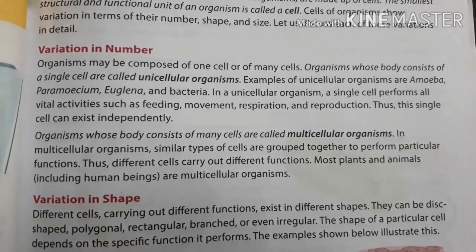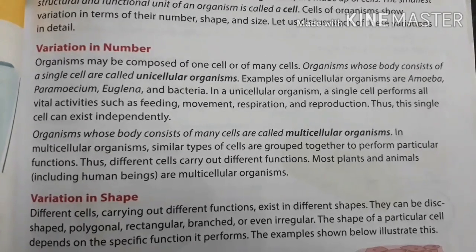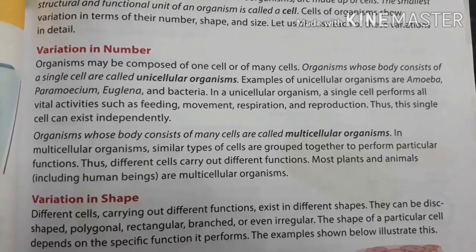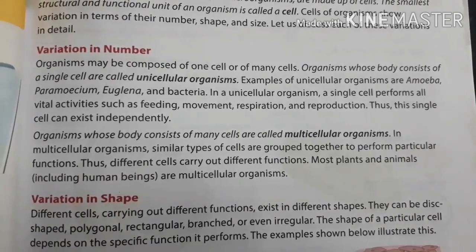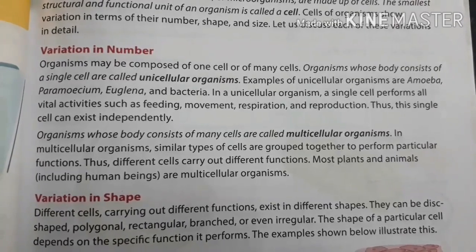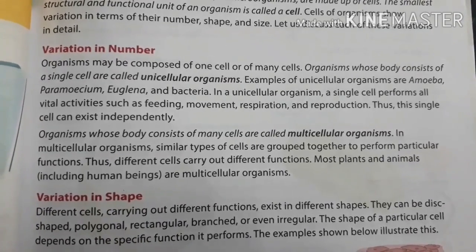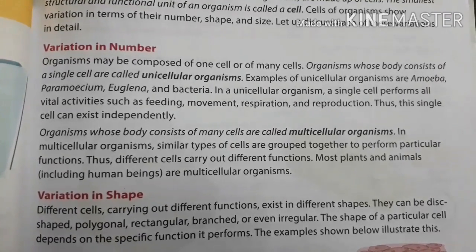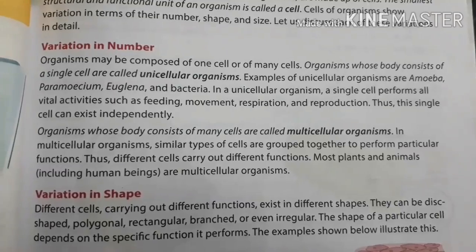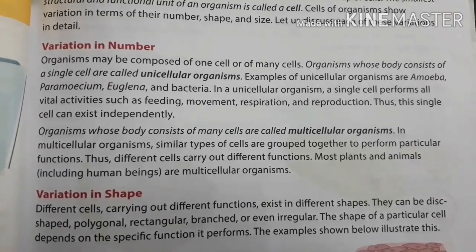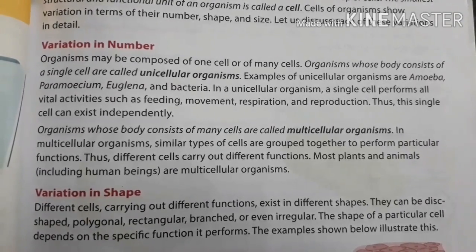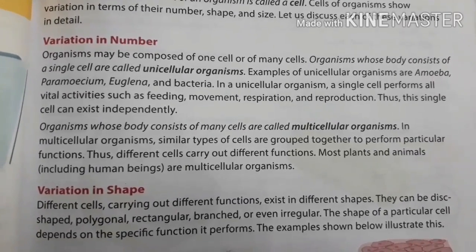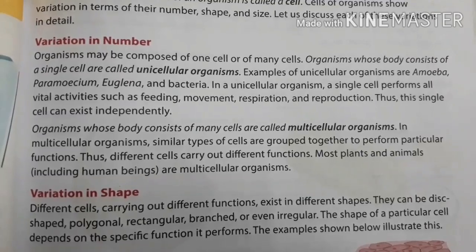Now, how will unicellular organisms survive with that single cell? In a unicellular organism, a single cell performs all vital activities like feeding, movement, respiration and reproduction. Thus this single cell can exist independently. With this single cell only, they perform all the activities of their body. This is related to unicellular organisms.